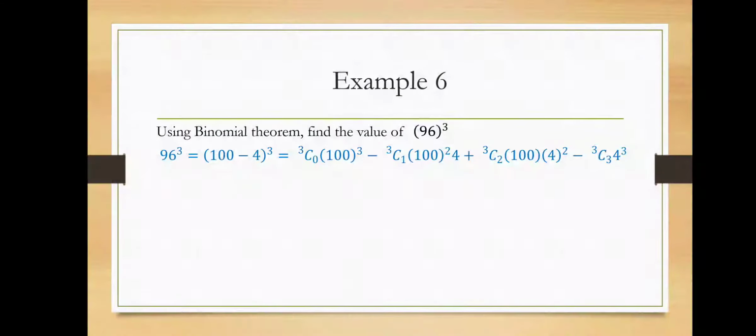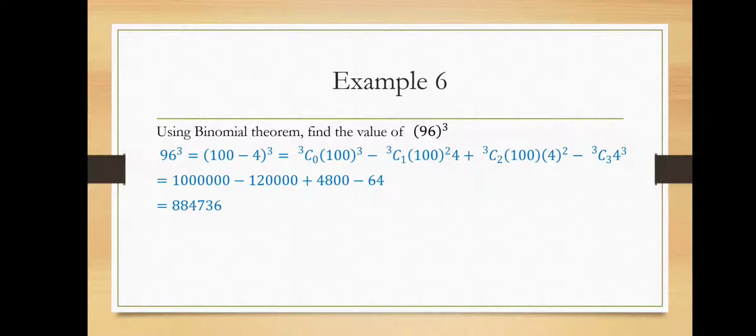Now, obviously, (100 minus 4) whole cube, that is a binomial. If you expand, it looks something like this. And then if you just calculate the values, it will be this. And now you are just doing some addition and subtraction, and that gives you the value, 884736. Just check it once if it is actually 96 whole cube or not. I haven't checked, but I'm sure this is it.